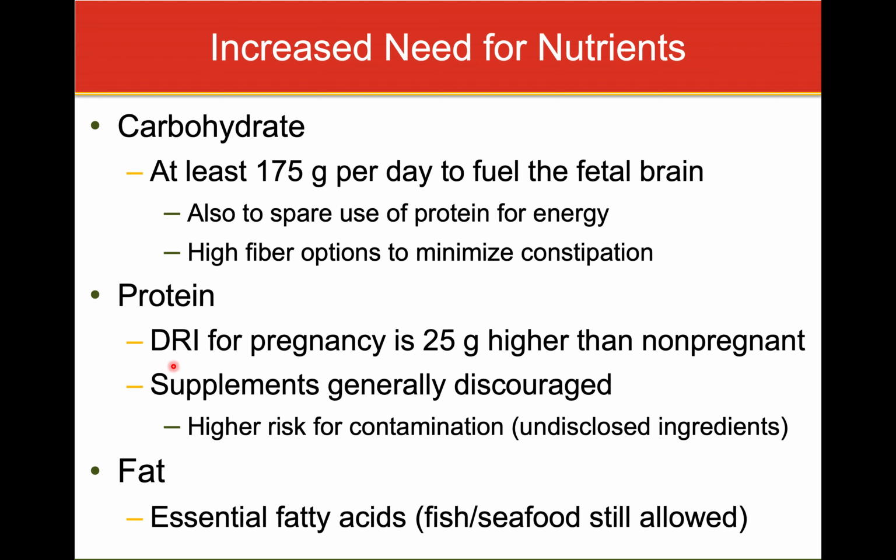For protein, the DRI for pregnancy is 25 grams higher than in non-pregnant women. So you take whatever the DRI is for that age and you're going to add 25 to it. This 25 is a good number for you guys to know, a good fun fact for our final exam. For protein, it's recommended that you meet that increased need with food sources rather than supplements. And this is just due to the higher risk for contamination of supplements, as we've learned with the Dietary Supplement and Health Education Act.